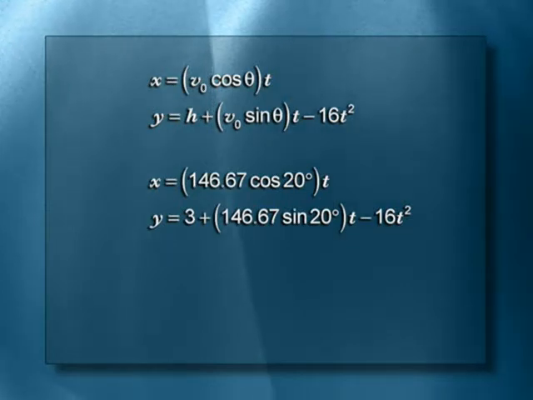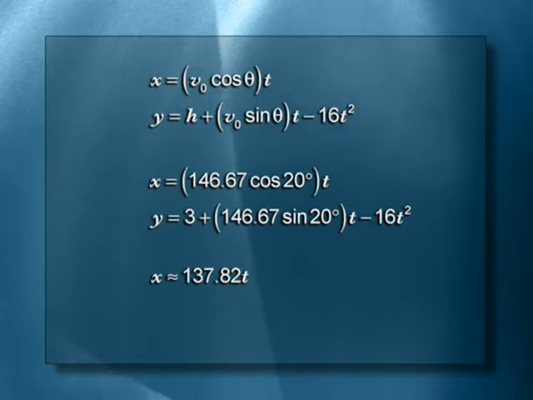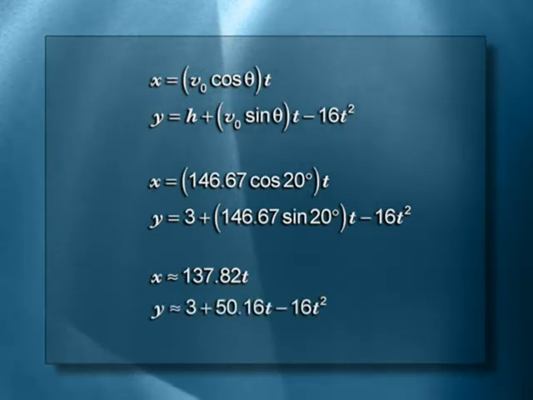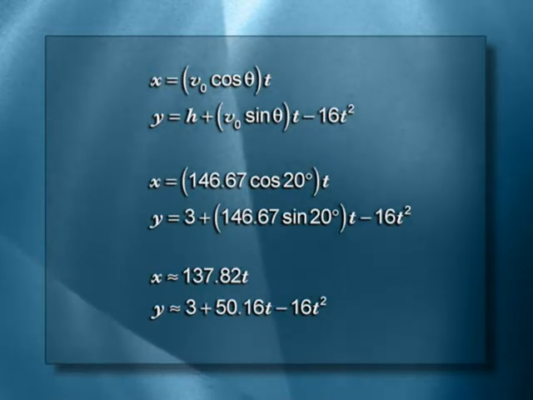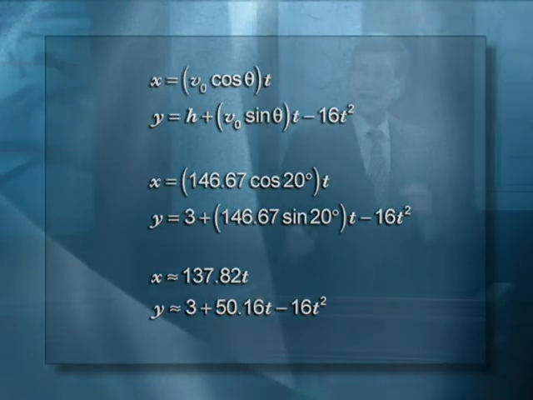Calculate those cosines and sines on your calculator: x is approximately 137.82t, and y is approximately 3 + 50.16t - 16t². Wow, kind of complicated, but we're doing a real physics problem here. Does it go over the fence? Well, let's find out how long it takes to get out there, 400 feet. And then when we get it out to 400 feet, let's see how high it is.